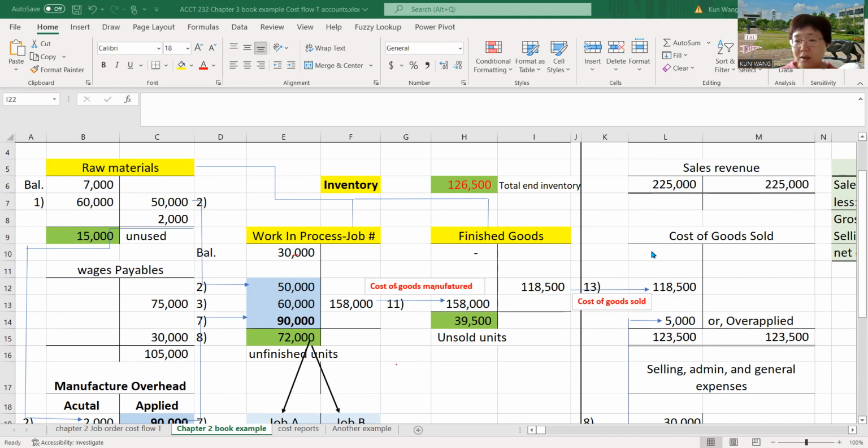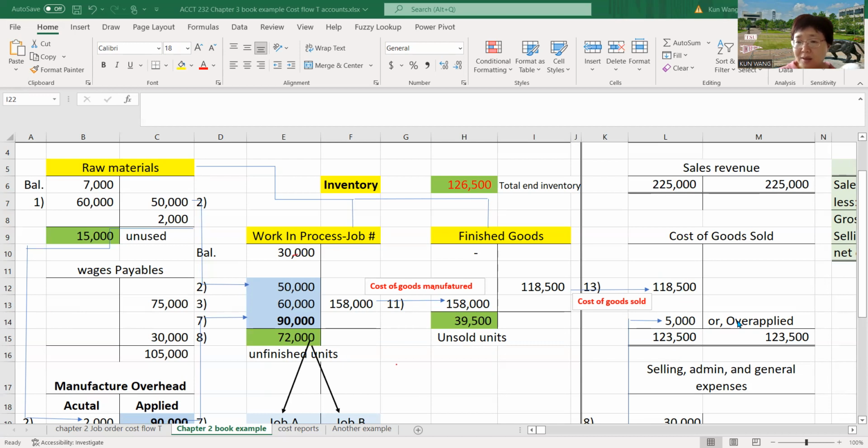In that case, the cost of goods sold will be added. Initially, we have 118,500. So the 5,000 will be added to the original cost of goods sold, and we get the adjusted cost of goods sold, 123,500. That's for under applied overhead.